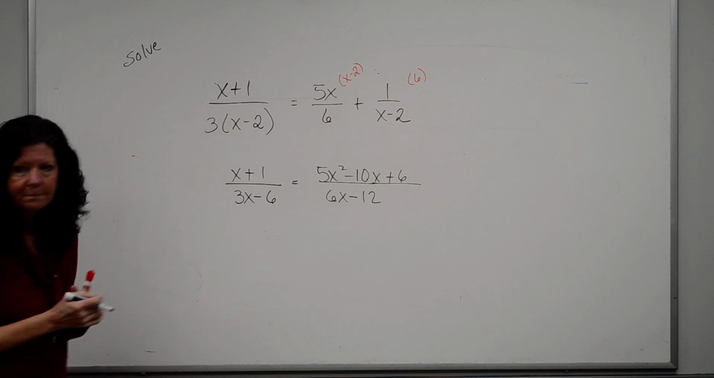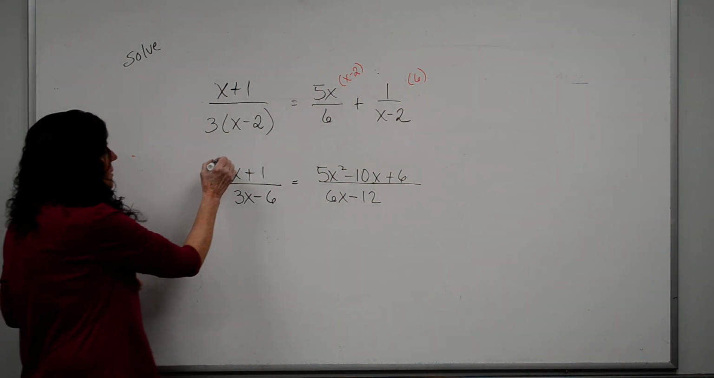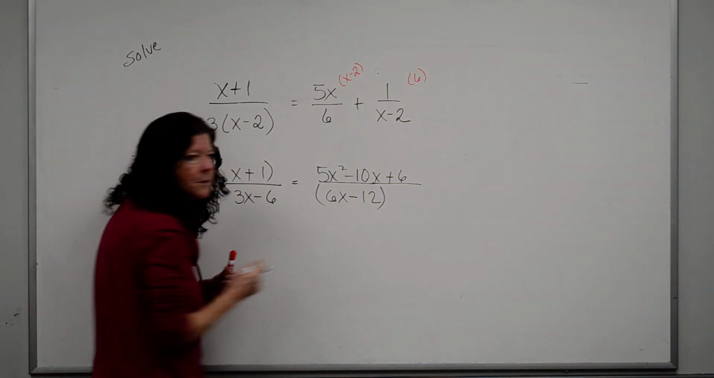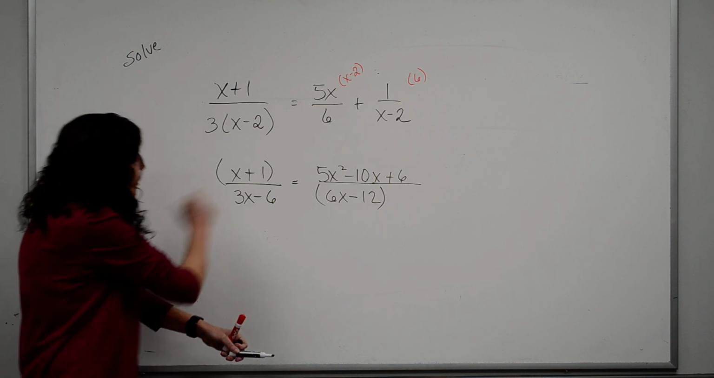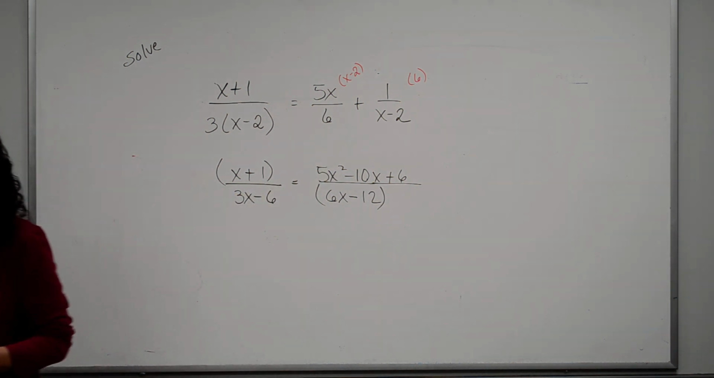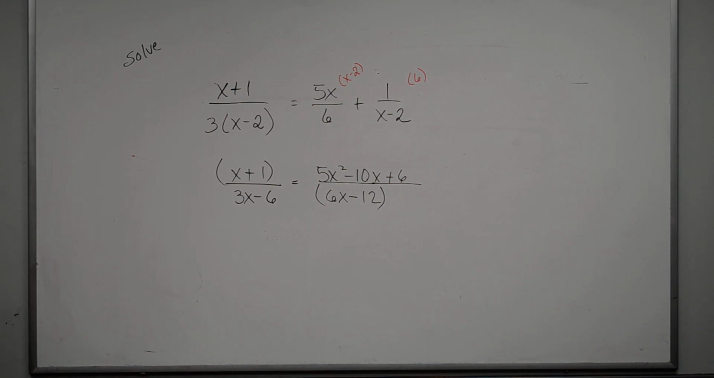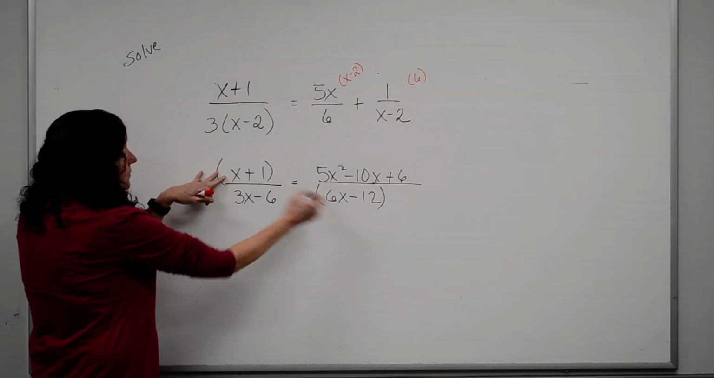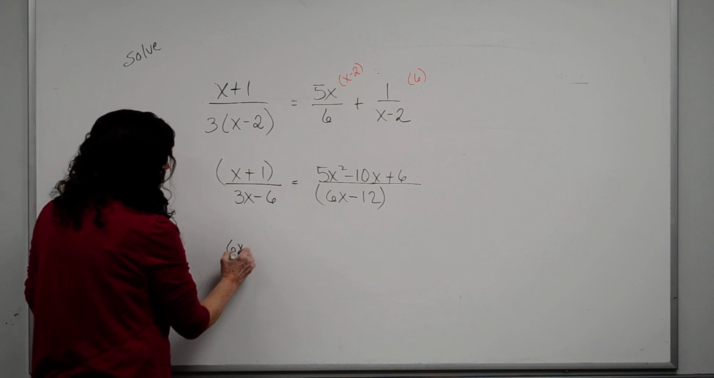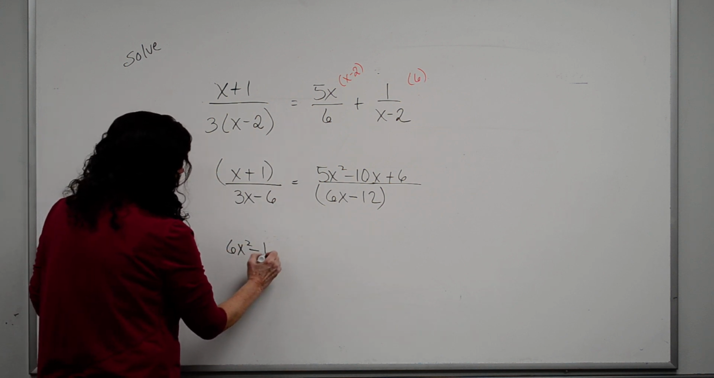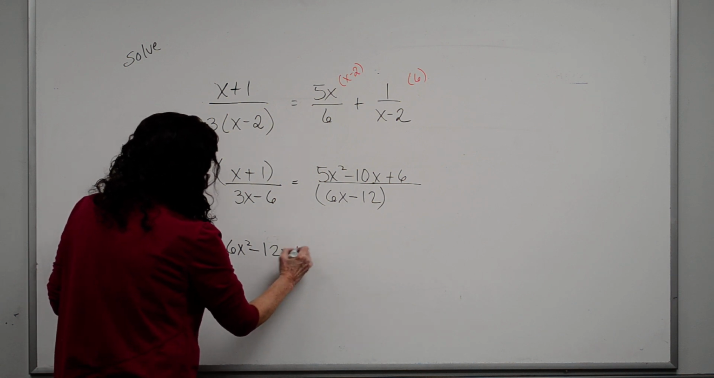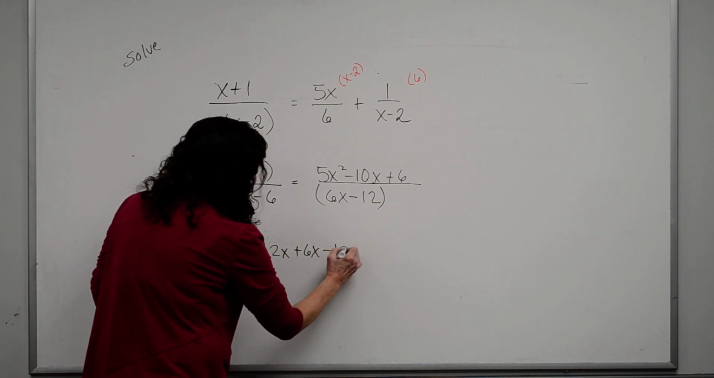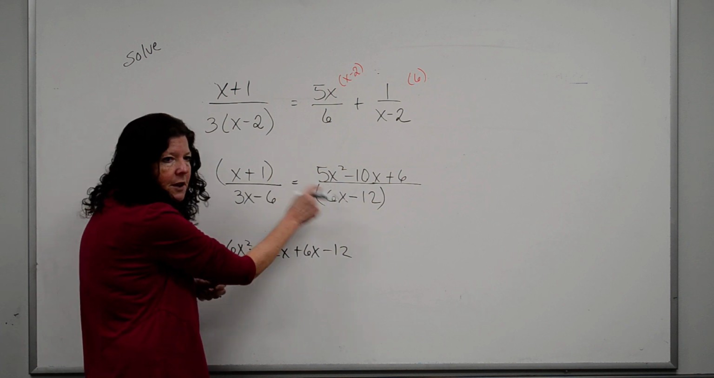Okay, you with me? Now, what I would have to do is multiply those two things together and then multiply those two things together. That gets rid of the fact that they're fractions. Now, if you'll notice, it's a little bit more complicated math. That's why I like to do it the other way. So I'm going to do FOIL on these two, which is going to give me 6x squared minus 12x plus 6x minus 12. That's what I get when I multiply those two things together.